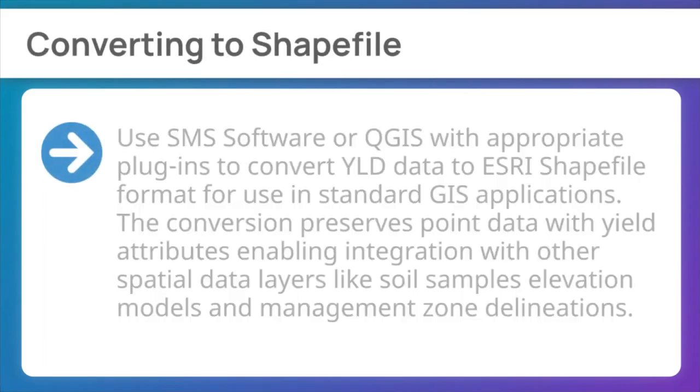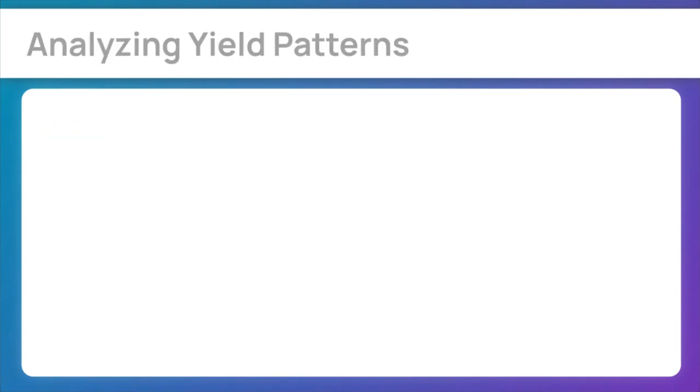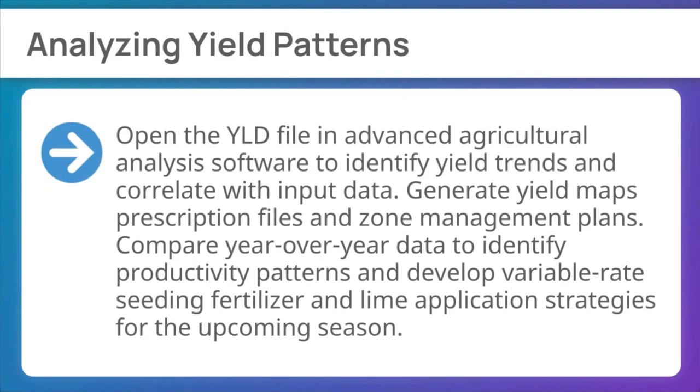Next, converting to Shapefile. Use SMS software or QGIS with appropriate plugins to convert YLD data to ESRI shapefile format for use in standard GIS applications. The conversion preserves point data, with yield attributes enabling integration with other spatial data layers like soil samples, elevation models, and management zone delineations. Finally, analyzing yield patterns.